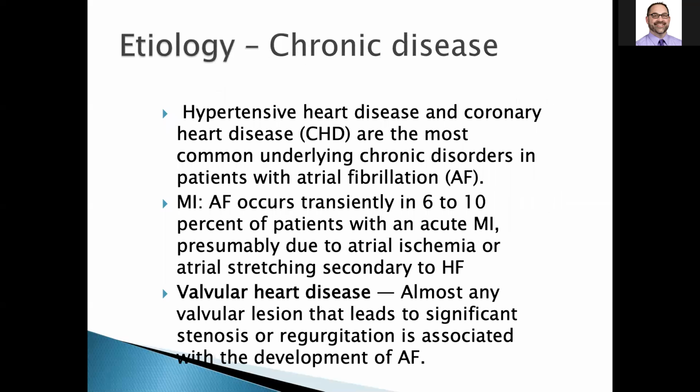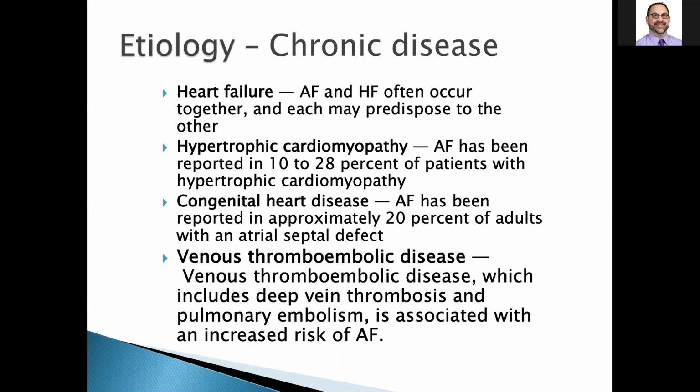AFib is associated with other cardiac diseases and other comorbidities that we'll go into. Hypertension is a big one, the most common underlying chronic condition with atrial fibrillation. Chronic heart disease usually does not increase the risk, however, MI does. Atrial fibrillation occurs transiently in about 6 to 10% of patients with an acute MI. The thought is that it's due to atrial ischemia or stretching secondary to heart failure. Valvular disease: almost any valvular lesion, either stenosis or regurgitation, can cause development of atrial fibrillation. So valvular heart disease is a big one.